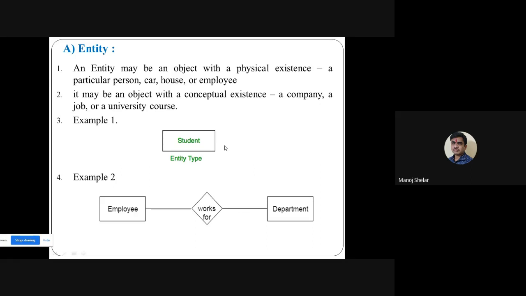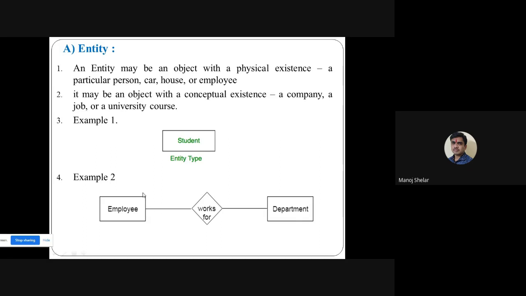So student is one entity. This is one example of an entity. The second example is employee. Employee is one entity that works for a department, so department is one entity. The student entity, employee entity, and department entity are all denoted by rectangles.